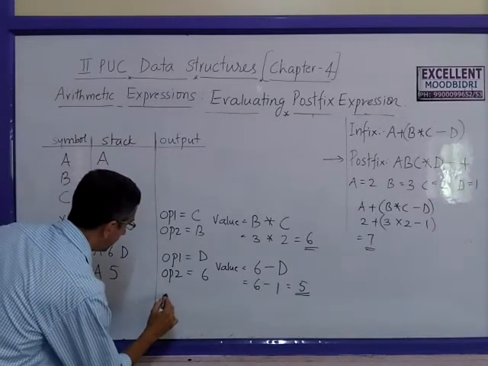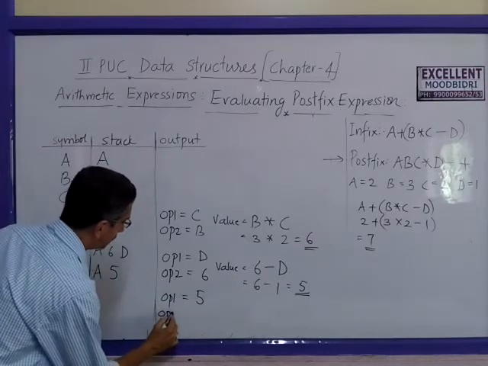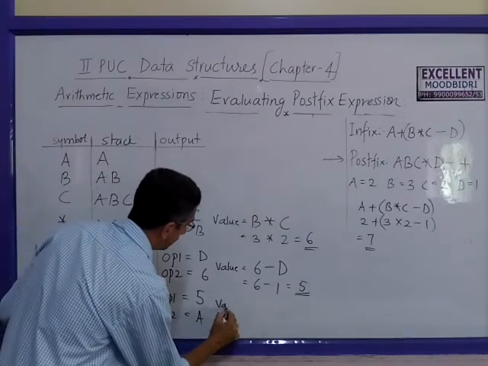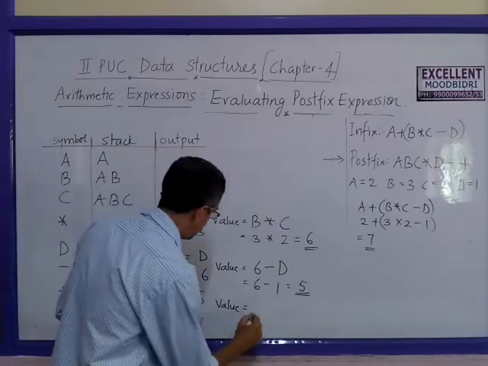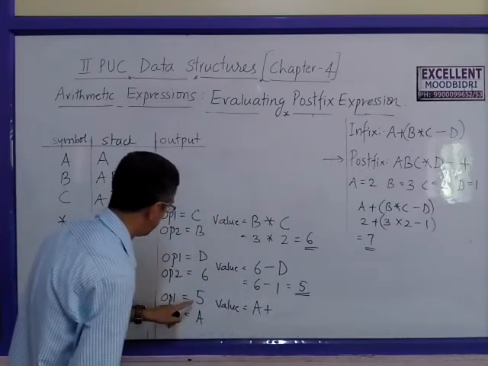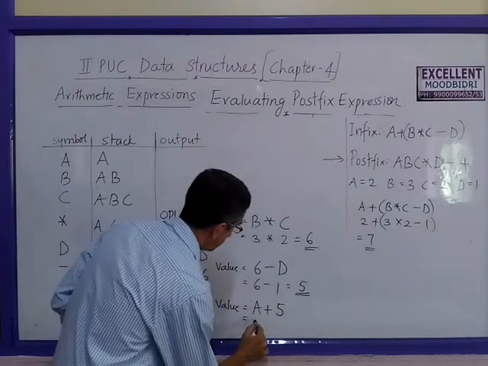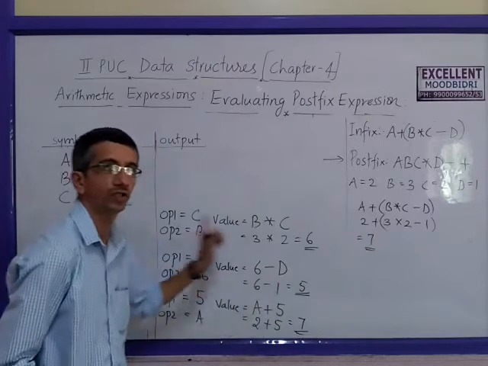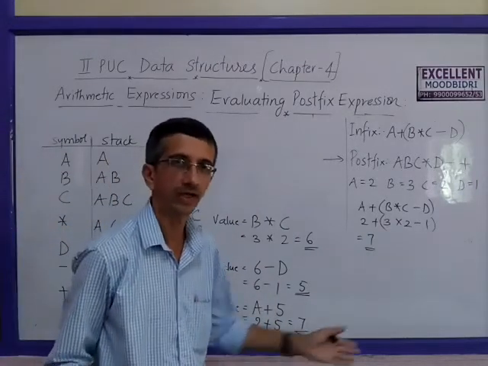So operand 1 is equal to first pop 5, operand 2 is equal to second pop A, value is equal to operand 2 A, symbol plus, operand 1 5. How much is A? A is 2. 2 plus 5 is equal to 7. So push the value onto the stack. 7. Value is pushed onto the stack.